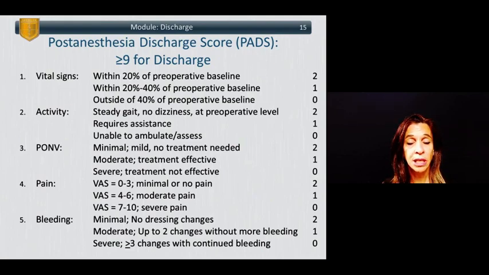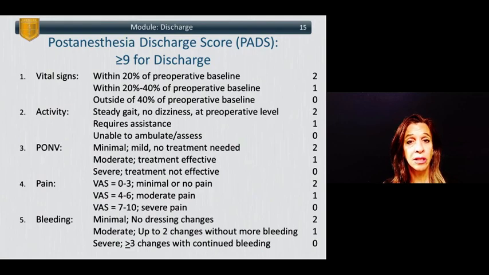Post-op nausea and vomiting is scored as minimal, mild to moderate, or severe. If there's no treatment necessary, they get a full score. If the treatment was necessary but effective, they get a score of 1. And if they have severe nausea and vomiting and treatment was not effective, they get a 0.